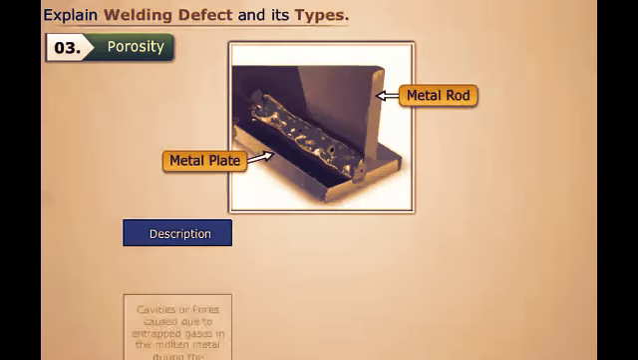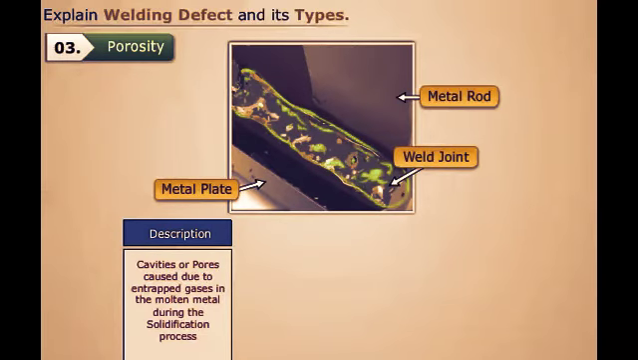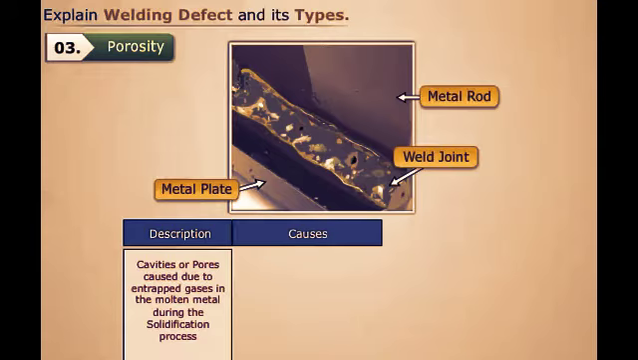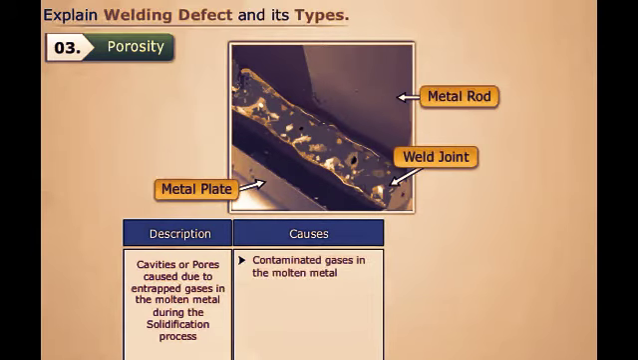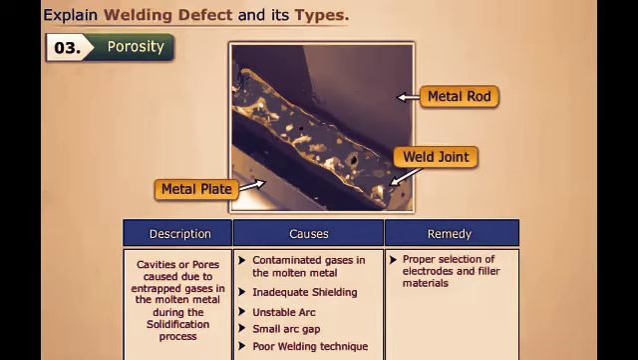Porosity refers to the cavities or pores caused due to entrapped gases in the molten metal during the solidification process. It mainly occurs due to contaminated gases in the molten metal, inadequate shielding, unstable arc, small arc gap, and poor welding technique. Porosity can be avoided by proper selection of the electrodes and filler materials, and by decreasing the speed of the welding torch.